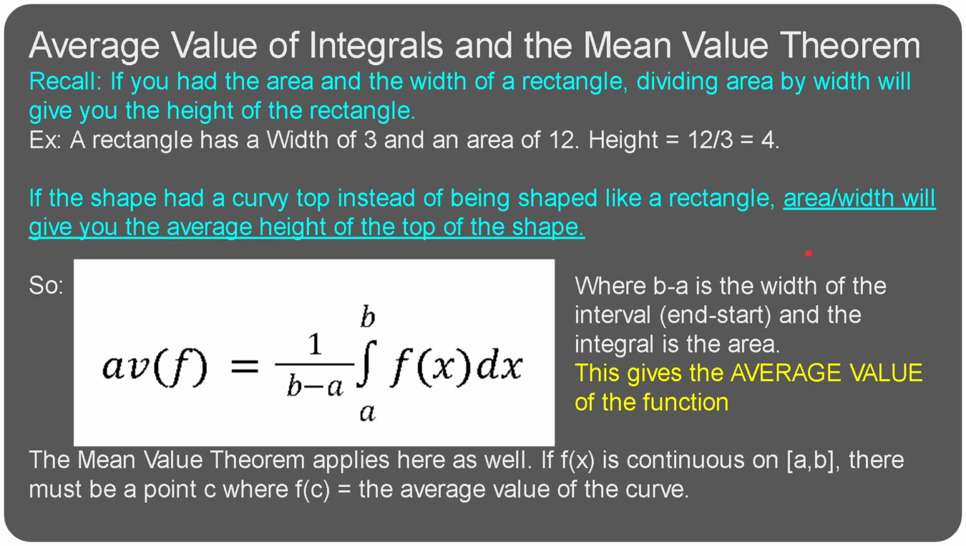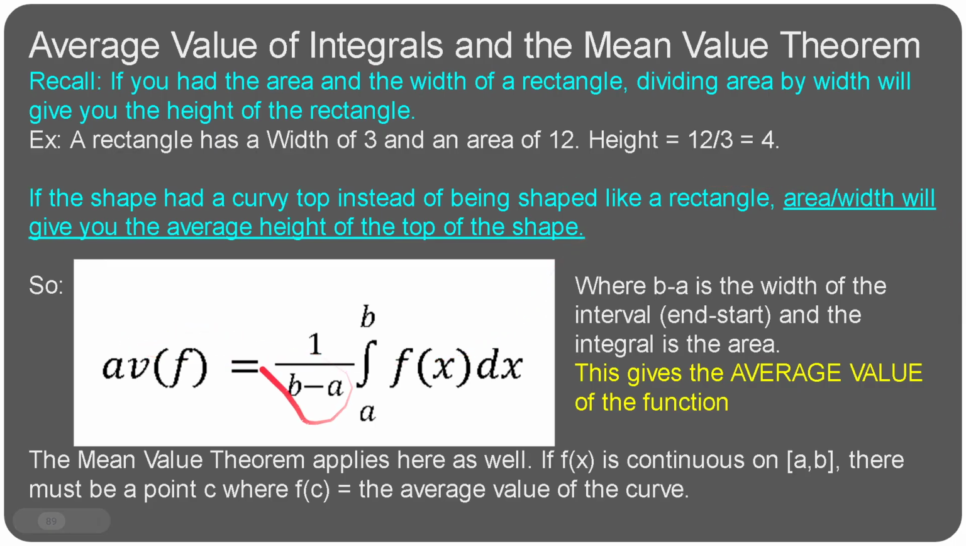So if you have the area and the width of a rectangle, dividing area by the width will give you the height. For instance, you could say a rectangle has a width of 3 and an area of 12. So you can find that height is equal to area divided by width, which is equal to 4. But if the shape has a curvy top, area divided by width will instead give you the average height of the top of the shape.